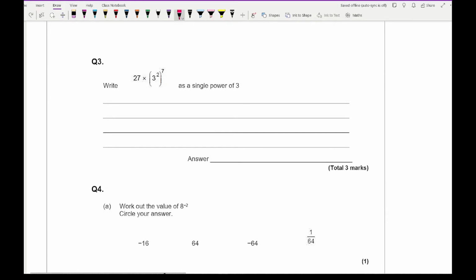Moving on to question 3, it says write 27 times 3 squared to the power of 7 as a single power of 3. So again, the clue is here, I just need to convert 27 and write that as a power of 3. So 27, and if you're not sure, simply do a factor tree and you recognise that 3 cubed is 27. So what I've got is 3 cubed multiplied, when I've got brackets I multiply out the powers and then add the powers to give me 3 to the power of 17.